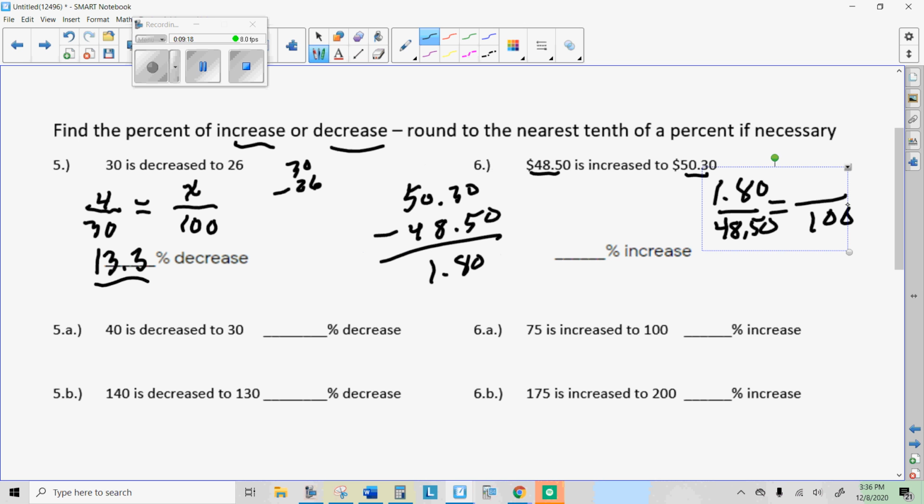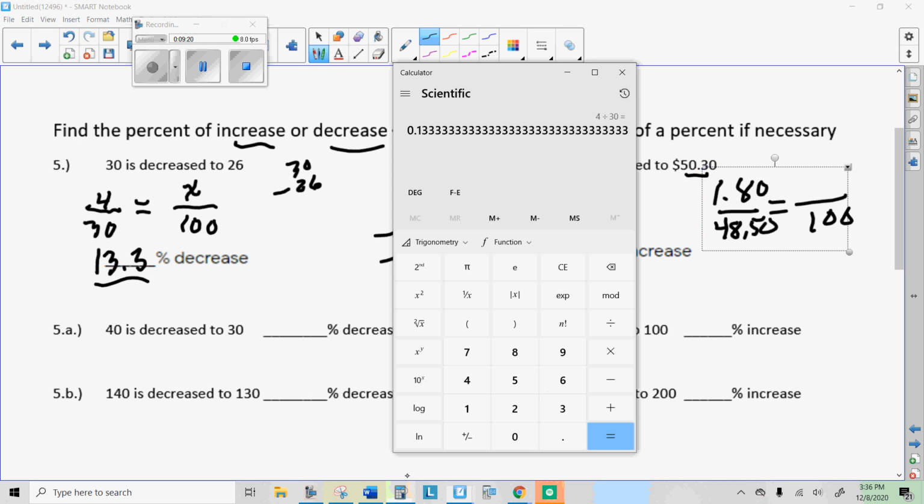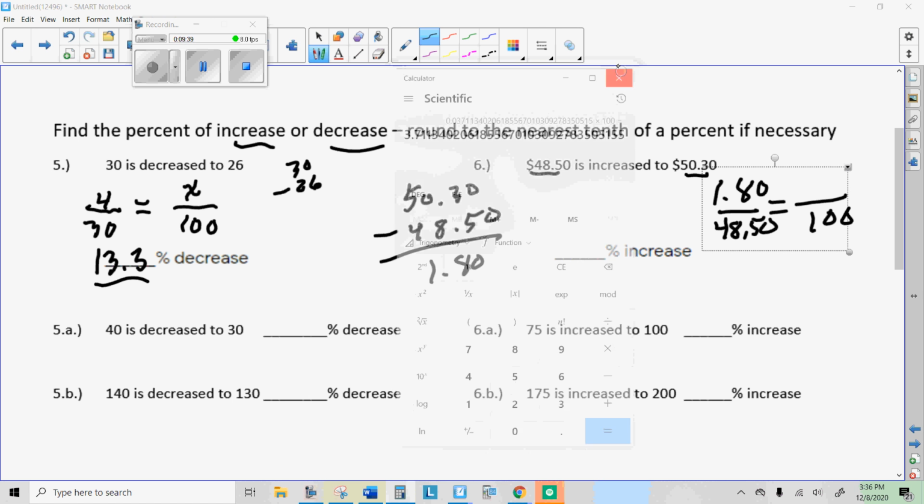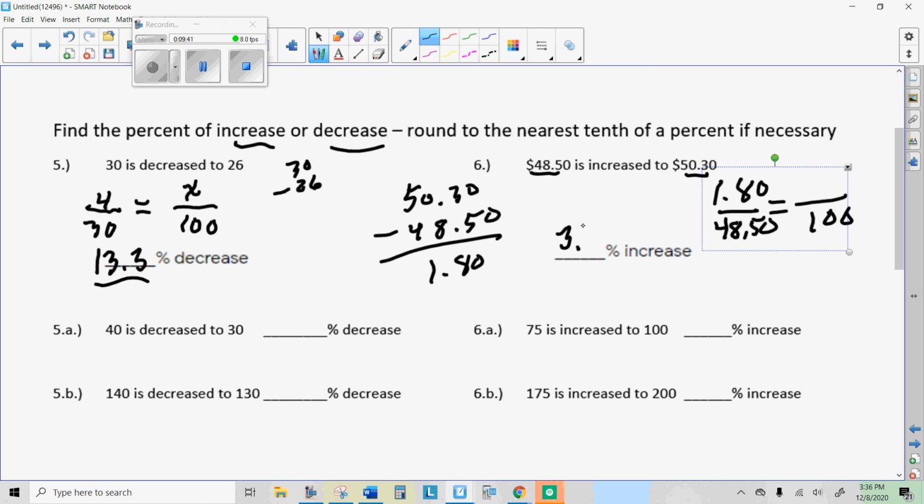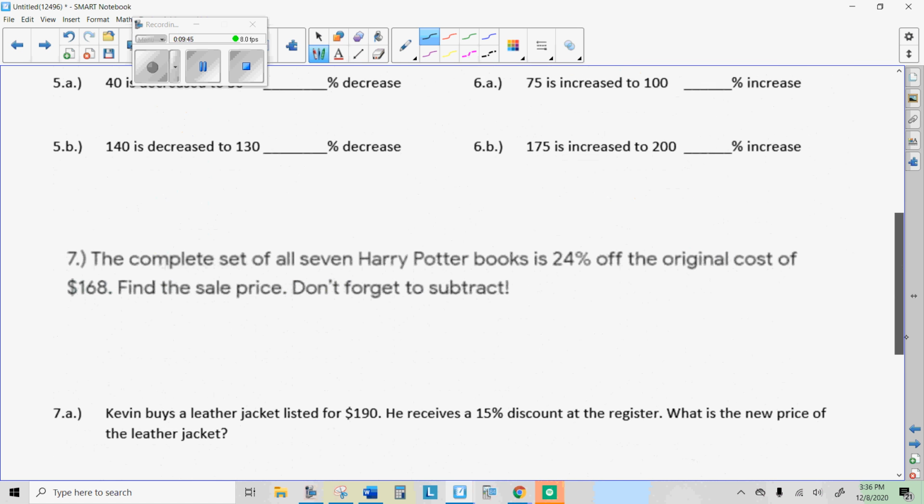And so now I just have to solve that proportion. I'm going to do it the quick way. I'm going to do the $1.80 divided by 48.50 first, and then I'm going to just move the decimal over 2 places in my head. But here's how you do it on your calculator. Multiply by 100. So it looks like about, rounding to the nearest hundredth, 3.7% increase. Go ahead and do that.